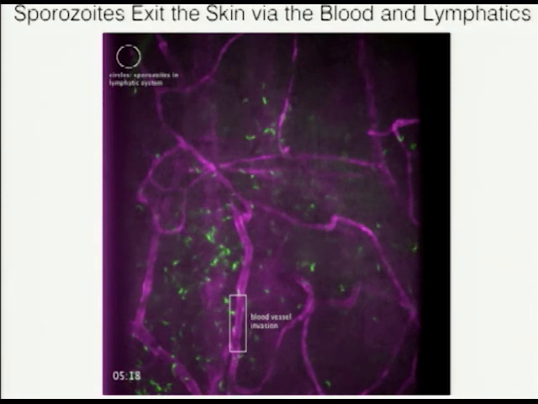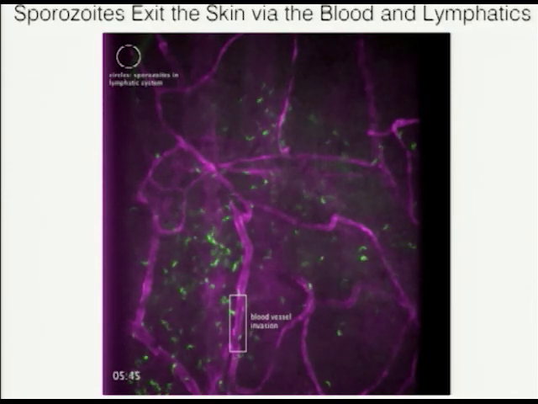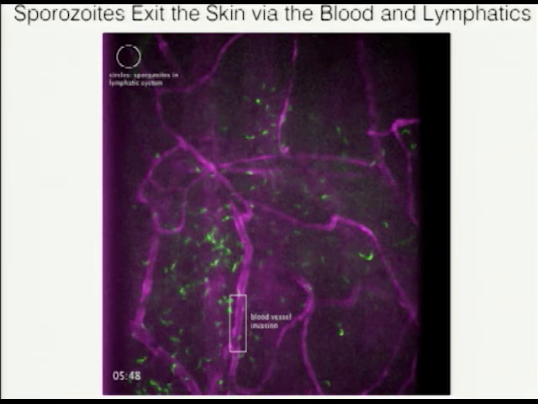So sporozoites get inoculated into the skin. They must be able to move in the skin to find blood vessels and get out. Some sporozoites, a proportion actually, also get picked up and go to the lymphatics, but these never make it to the liver. They never generate a productive infection. Although, as Fidel has shown, they can prime the immune response.